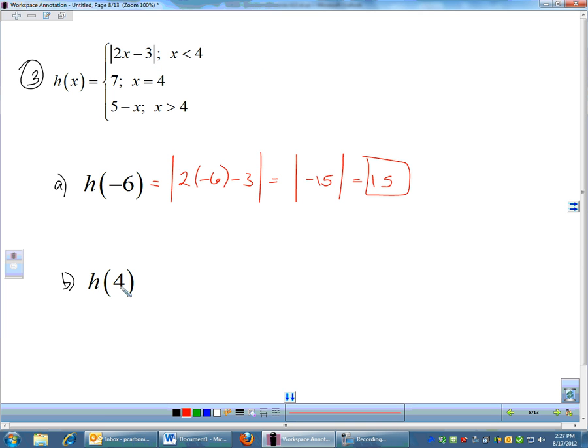H of 4. 4 is not less than 4, but 4 is equal to 4. So this will actually go into the bottom one. And it says here that your function is just 7. There's nowhere to plug in the 4. So H of 4 is equal to 7. That's it. Nothing else to do.